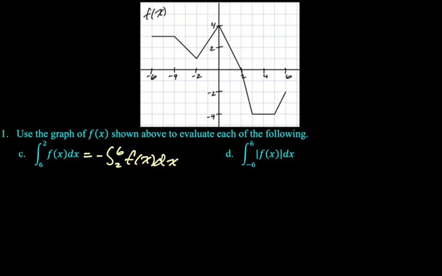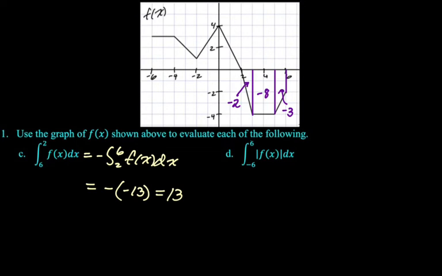Now I need to know what's happening from 2 to 6. I'm going to divide it up into these three regions. That's a -2 for that first triangle, a -8 for that rectangle, and then we got 2 and 1, so -3 for this trapezoid. I want the opposite of the sum of those numbers. The sum of those numbers is -13, so I want the opposite of -13, which gives me 13.